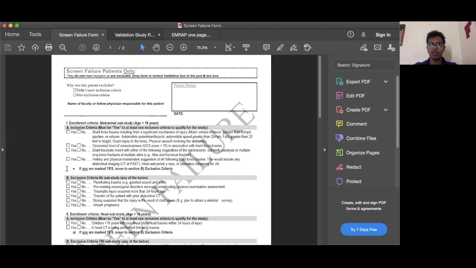Okay. Now that we've talked about the inclusion and exclusion criteria, let's move on and talk about the procedures to follow in the ED when a potential validation patient comes in. So our first step is to look through the EMR chart to identify any new patients and see if they potentially qualify for validation. You're going to be looking for patients with chief complaints that might indicate trauma.